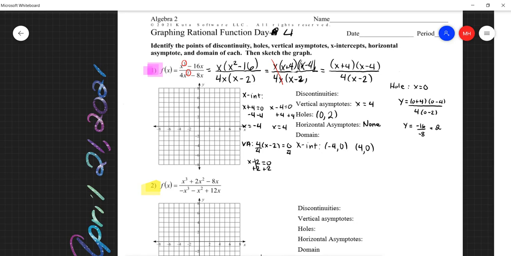And then domain. Domain is based on our vertical asymptote and the hole. Okay, so first I realized earlier I wrote down x equals 4 for, I think, the vertical asymptote when it should be x equals 2.